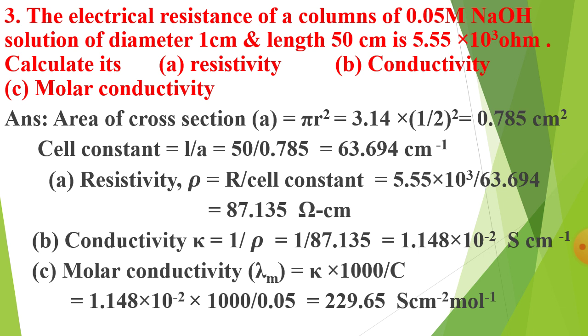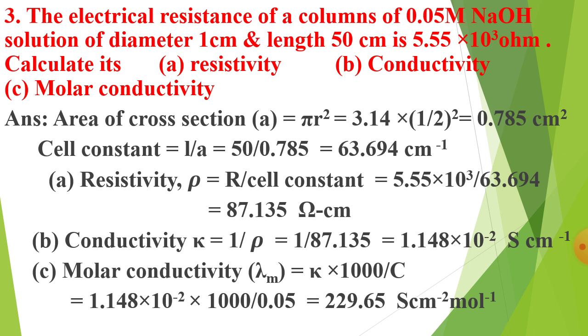Now we have to find the resistivity rho. This is equal to R divided by cell constant. Here R is given 5.55 into 10 to the power 3 and cell constant is calculated here. By putting this value, we find the resistivity 7.135 ohm centimeter. Now about the conductivity, we know that by the formula K equal to 1 by rho. So by putting the value of rho, we get the answer of K as 1.148 into 10 to the power minus 2 Siemens centimeter inverse.